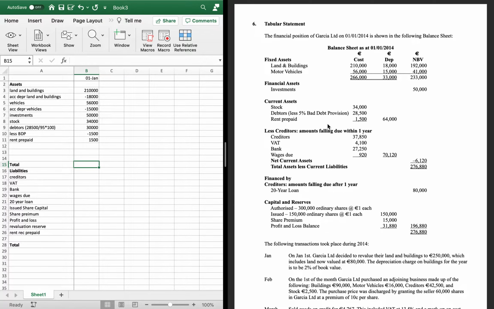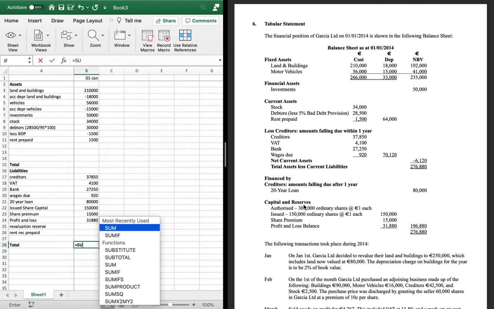Down at the bottom are liabilities. Creditors 37,850. VAT is 41. Bank, which is bank overdraft, 27,250. Wages due is 920. 20-year loan, again, that's new. Just be aware there's probably going to be a couple of things to do with that. 80,000. The share capital then, the authorised doesn't go in. The issued is 150. The share premium is 15,000, and the profit and loss 31,880.